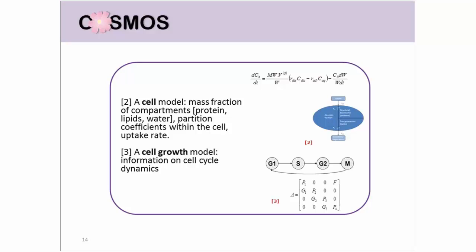Then we have a nice feature, which is the cell growth. If you have a cell line in your in vitro testing which proliferates, you can also activate this part of the model, which tells you how much of the cell cycle of the cell growth can happen during your in vitro analysis. So it takes into account information on the cell cycle dynamics.